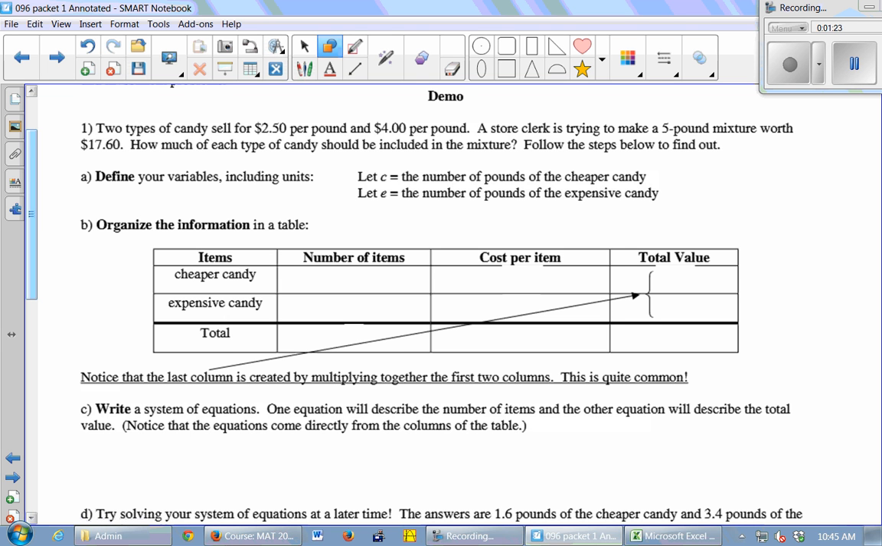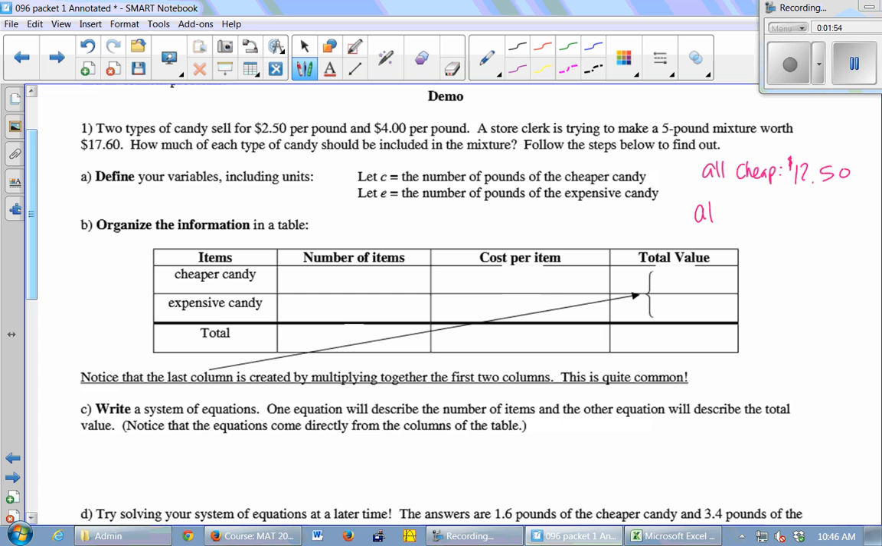$12.50. 5 times 2.50. Oh, that's the less expensive candy. Oh, yeah, the expensive one is $4. So $20. So if we did all the cheap candy, right? Yep. 5 times 2.50 would be $12.50. Yeah, you're right.